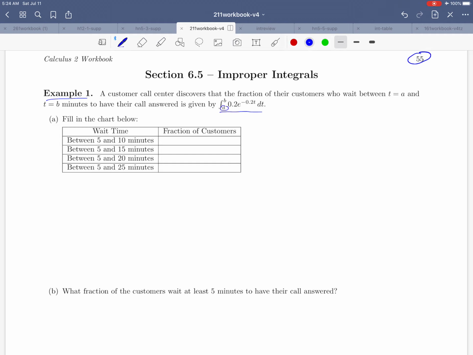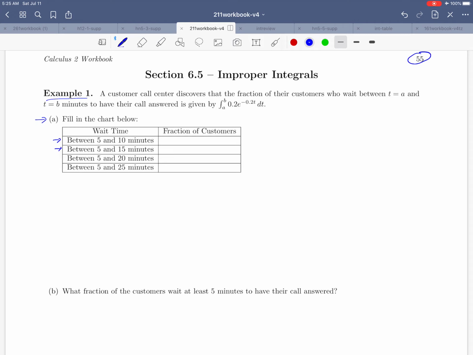Okay, so a and b are times, and if you do the integral from a to b, you just figure out what fraction of the customers have to wait between those two times. Okay, so that's kind of the groundwork here. And the first thing they'd like us to do is to fill in a chart down here. Notice that in the chart they've given us various groups of waiting times, between 5 and 10 minutes, between 5 and 15 minutes, etc. We'd like to know what fraction of customers have to wait those times.